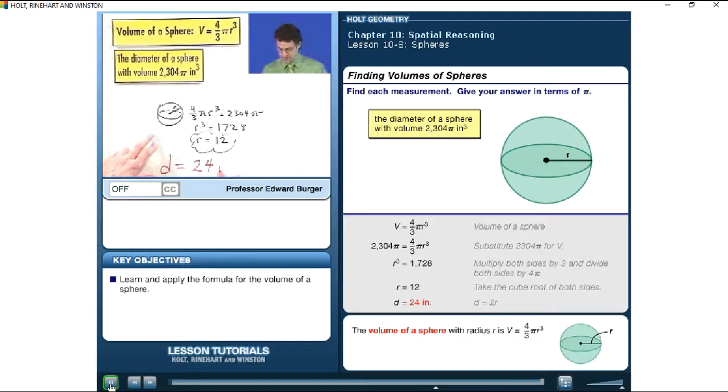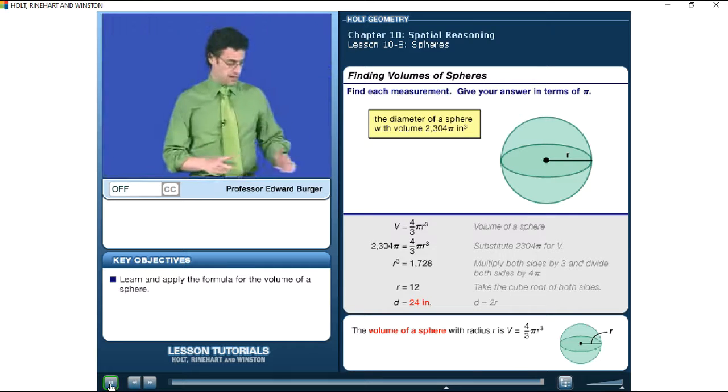And what are the units? Are the units inches cubed? No. Diameter is a length, so the units are just inches. And that's the true answer right there. So always make sure we answer the question that we're after.